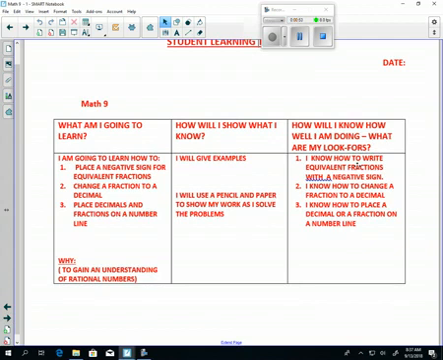And at the end of the lesson, after you practice your assignment, you should know how to write equivalent fractions with negative signs. You should know how to make a decimal from a fraction and how to place a decimal on the number line. So three easy little things that we're going to try and learn today.